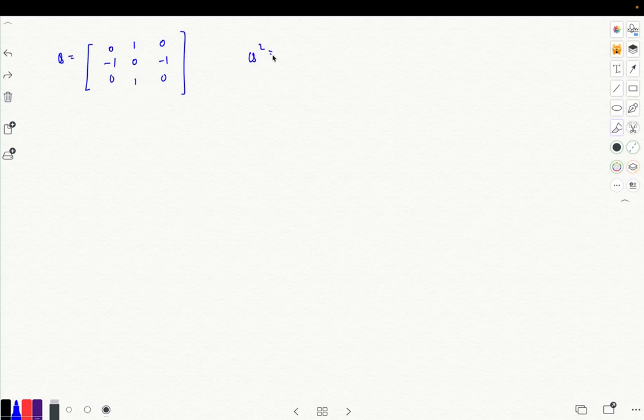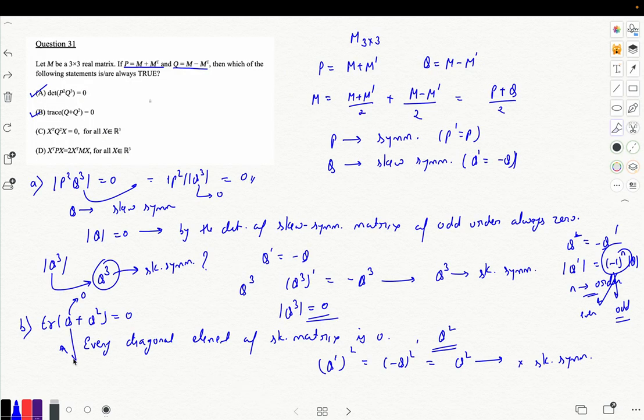Now let's take the square of this matrix. Let's see what we are getting. I'm just calculating the diagonal elements because the trace is basically the sum of the diagonal elements. That is going to be minus 2, then 0, 1, 0, and minus 1. So as you can see, the trace of this matrix is not equal to 0, while the trace of Q is equal to 0. So this statement is not true.